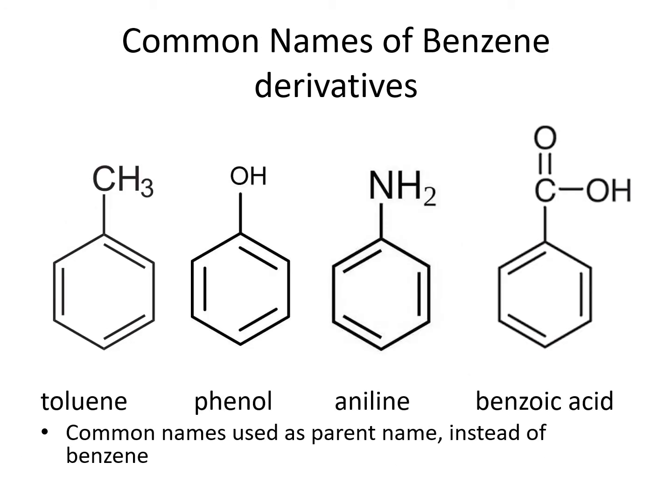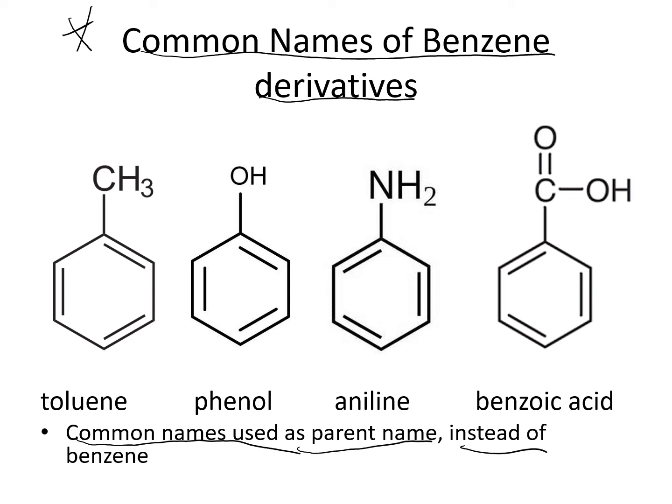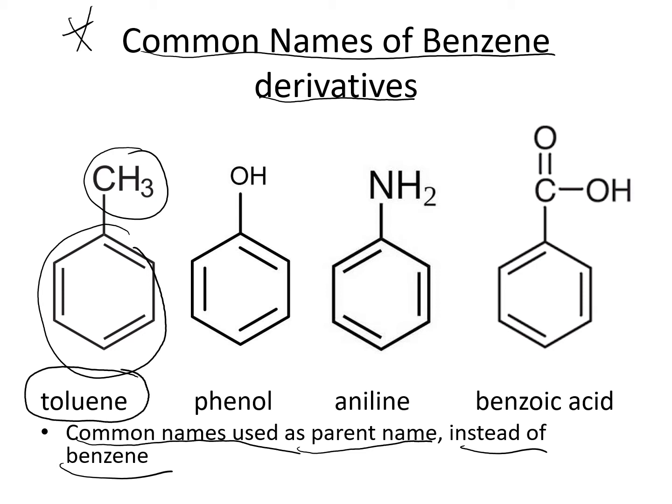This slide shows the common names of 4 benzene derivatives. I do want you to learn these names. These common names will be used to name these compounds and can also be used to name the parent instead of using benzene. The first one you have is a benzene with a CH3, which is called methyl. So the name is not going to be methylbenzene. You need to remember if you have a methyl group attached to benzene, the name is toluene.